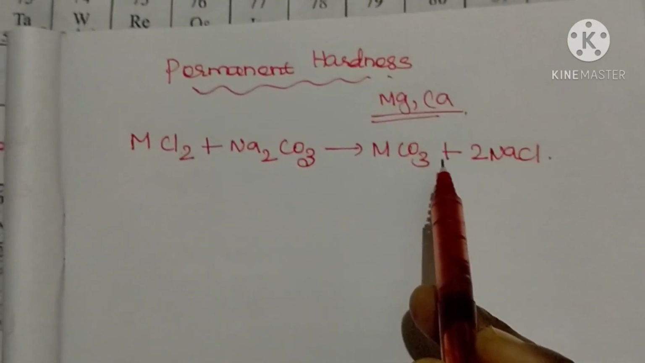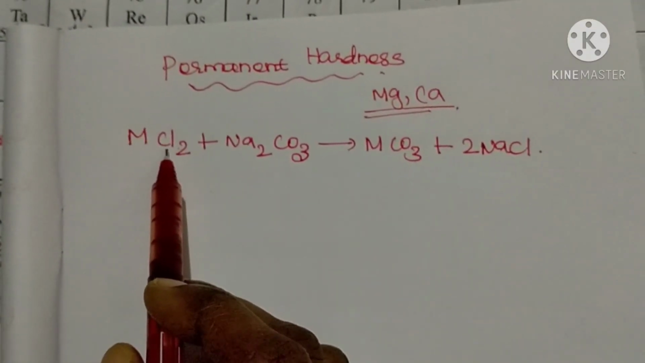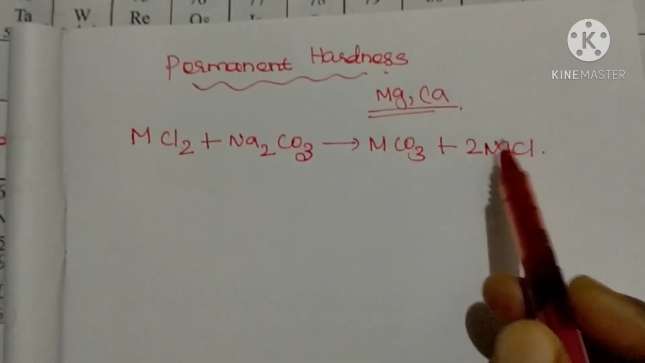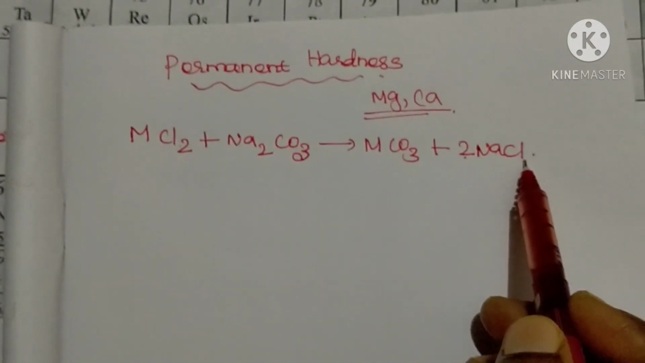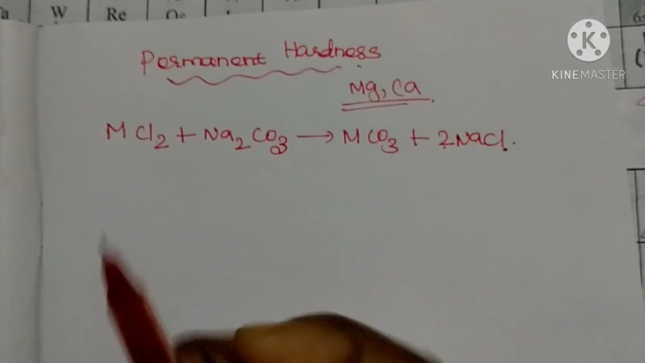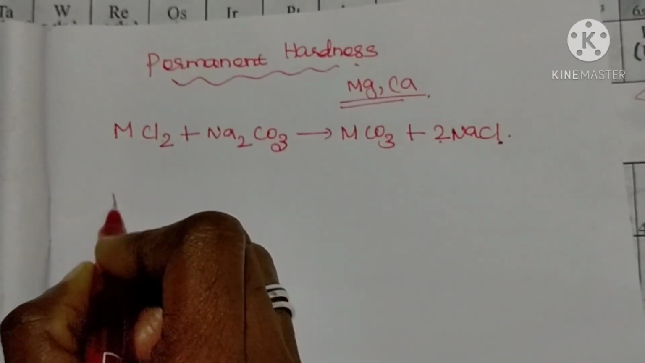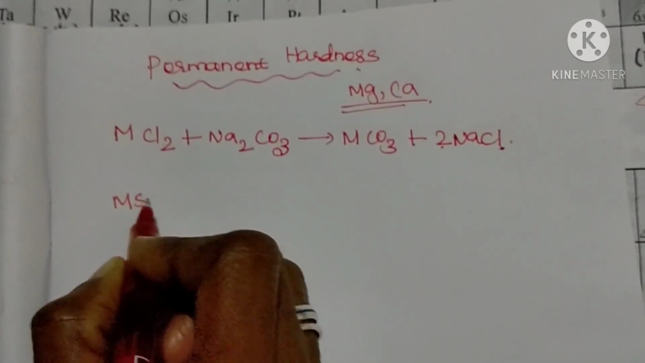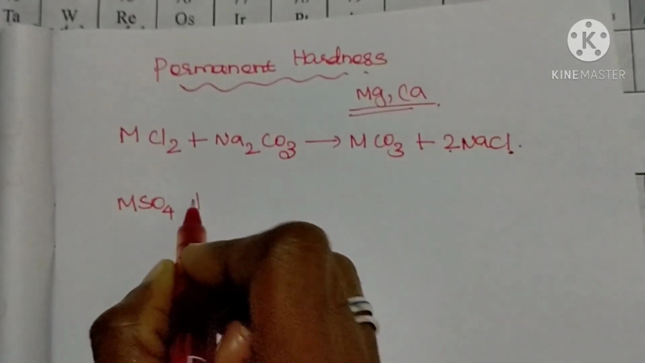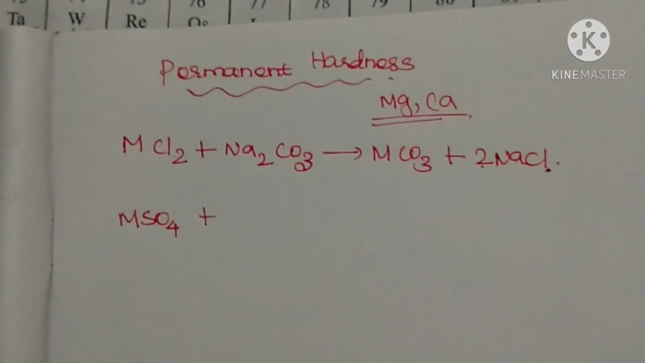See this reaction. The metal cation is combined with the carbonate and forms metal carbonate, that means magnesium carbonate or calcium carbonate. The remaining chlorine is combined with sodium and forms two molecules of sodium chloride. So the chloride form of the metal cation is removed.